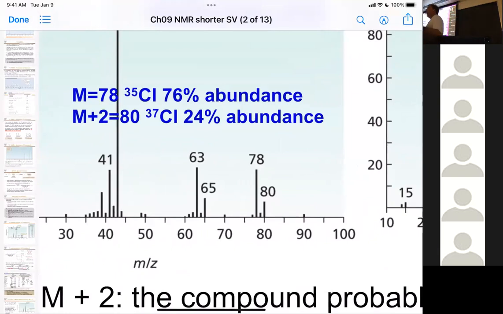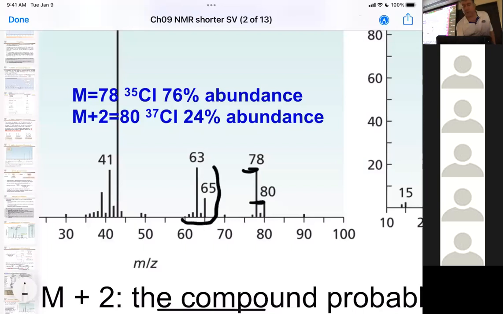Okay, so we have an M and an M+2 peak. And the M+2 peak is 1/3 of the height of this main peak. This is the pattern to look for chlorine. Okay, if it's 1/3 the height of the peak, and notice this one does it here too, that means whatever fragment this is, it still has the chlorine on it.